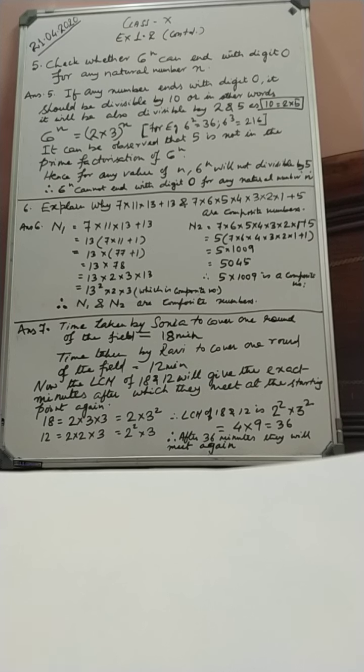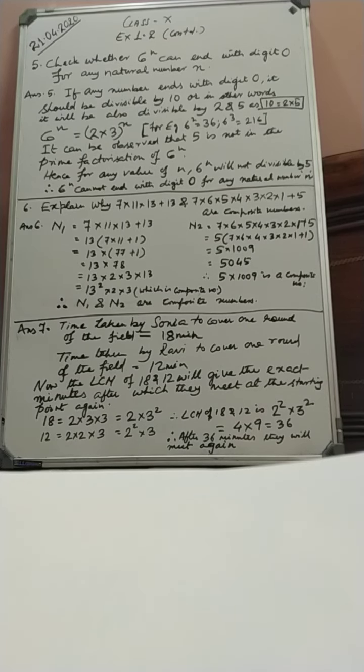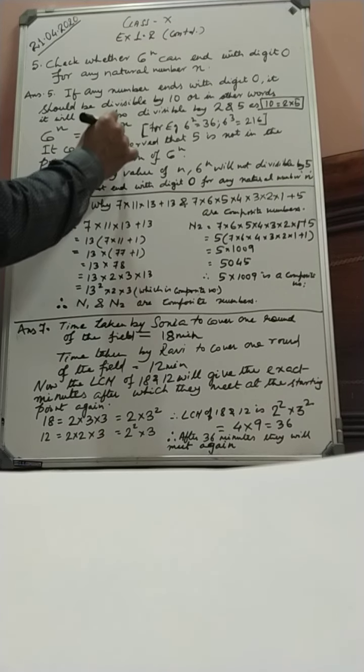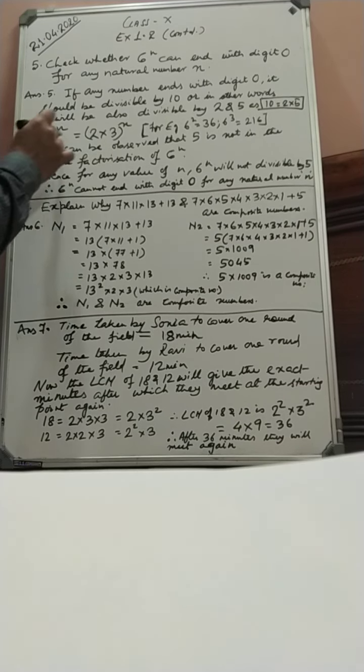If any number ends with digit 0, it should be divisible by 10. Or in other words, we can say that it must be divisible by 2 and 5, as 10 is equal to 2 into 5. So here 6 to the power n equals 2 into 3 to the power n, because the prime factors of 6 are 2 and 3. Here the 5 is missing.